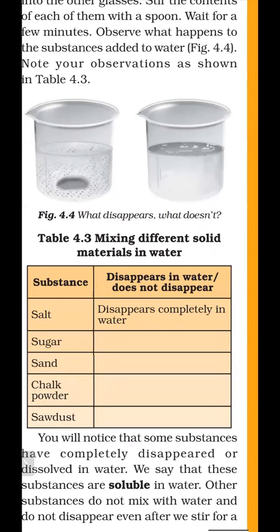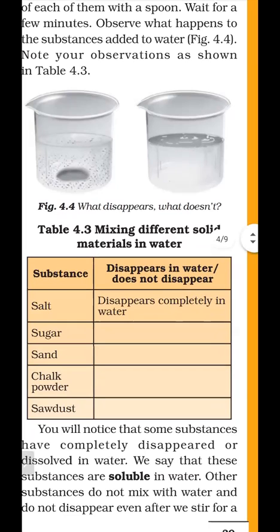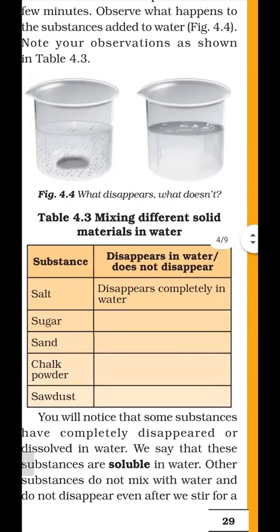So what is the observation for salt? It disappears completely in the water, which means salt dissolves into the water. The substance which dissolves in the water completely is called a soluble substance. And the substance which does not dissolve completely in the water is called a non-soluble substance.